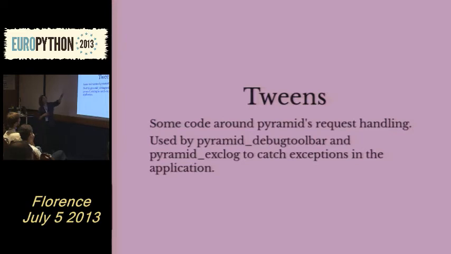Both of these use tweens to get exceptions from the application and do stuff on the way out of the request. It's also possible to do some stuff on the way in. They're pretty much like WSGI middlewares, but they're inside Pyramid, so I have access to all the configuration of the Pyramid application.